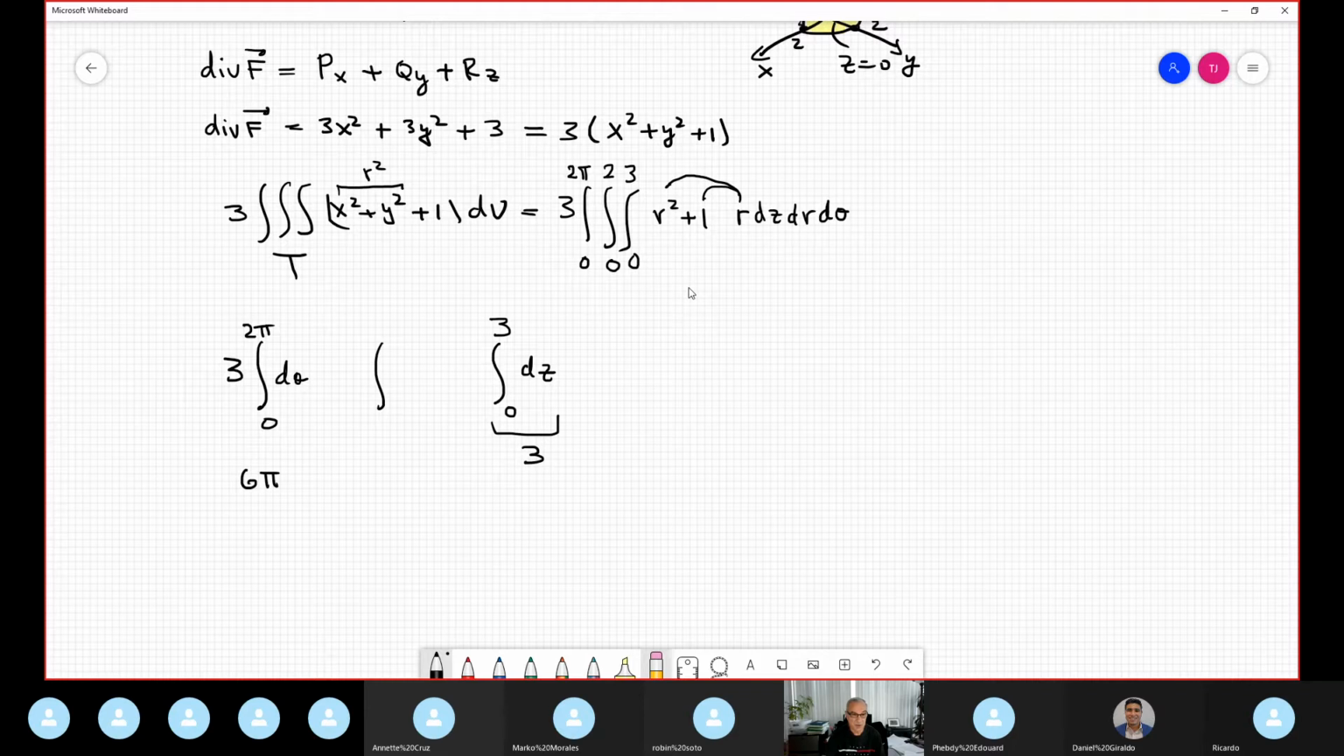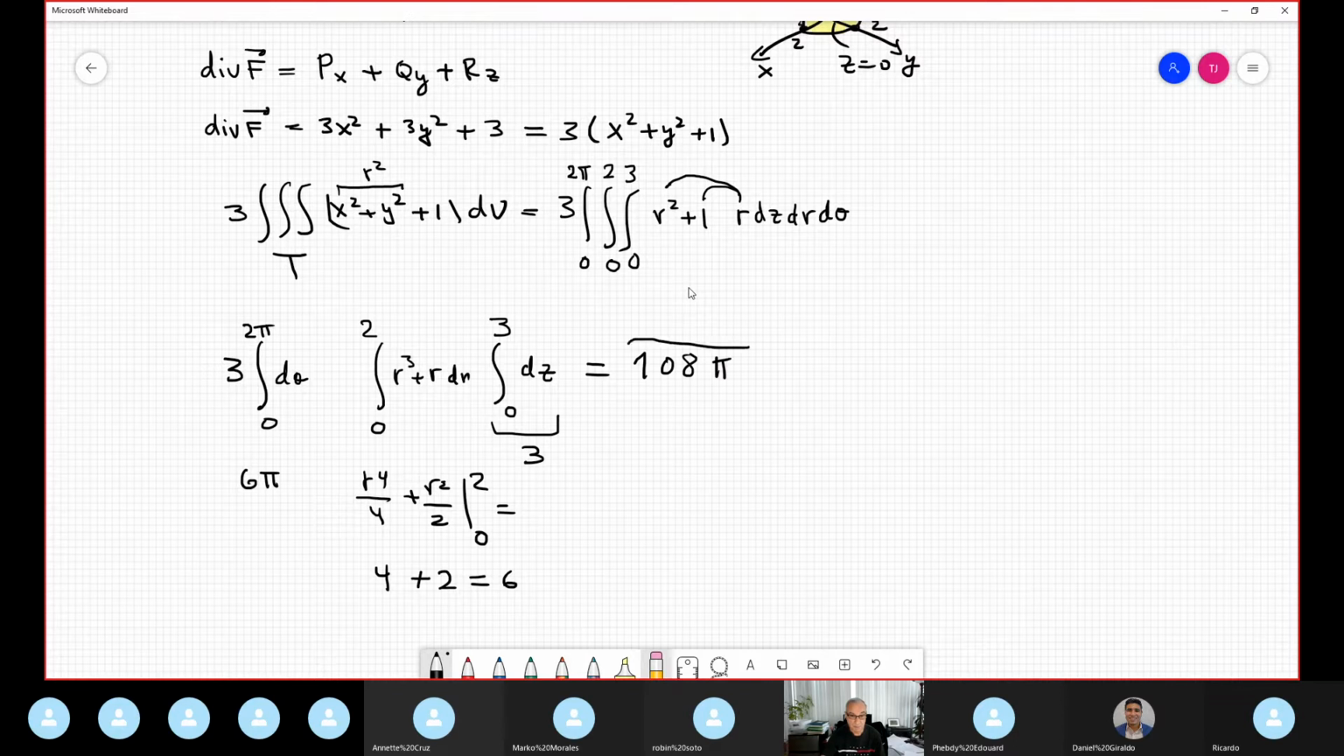So far we have 2 pi times 3 times the integral from 0 to 2 of r cubed plus r dr. And to integrate this guy is r to the 4 power divided by 4 plus r squared divided by 2, evaluating between 0 and 2. Okay, 2 to the 4 power is 16. 16 divided by 4 is 4. Plus 2 squared, 4, 4 divided by 2 is 2. And the answer is 2 pi times 6 times 3. The answer is 36 pi. End of story. Super easy, I told you.